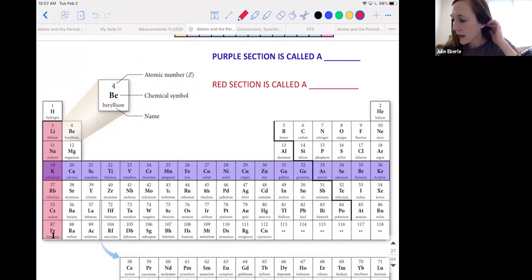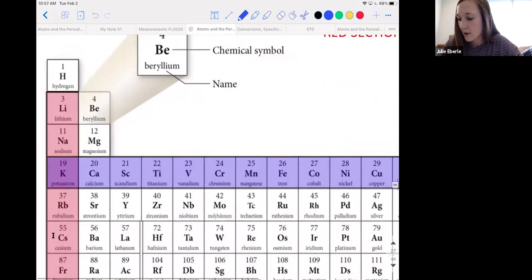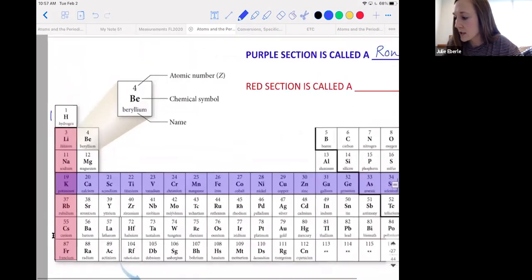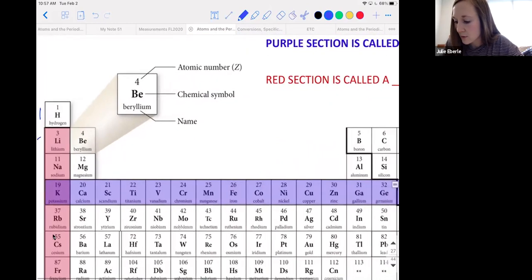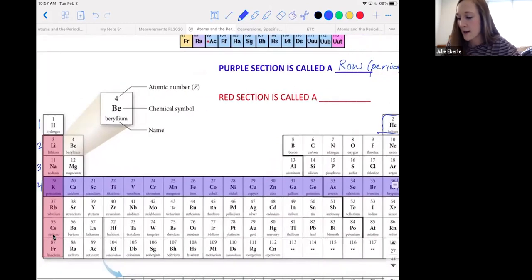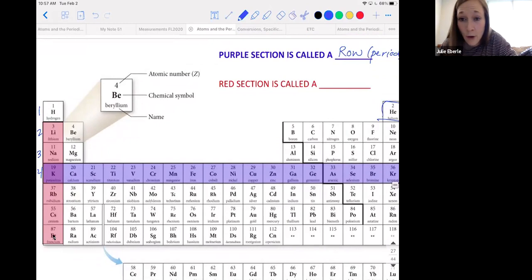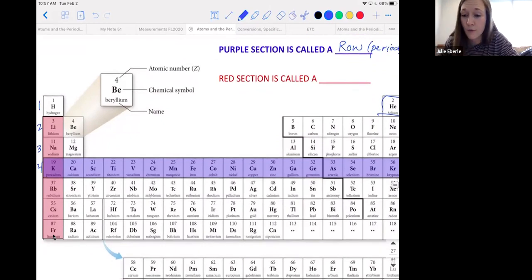The purple section we call a row, or you might hear the word period. If I'm going to count the rows on the periodic table, I come over here to the left-hand side and count them like this. Row 1 has 2 elements: hydrogen, and over here helium is also in row 1. Then you go down to row 2, row 3, row 4, and so on. There are 7 rows total, 7 periods in the periodic table. So if I say row 1 or row 2, I need you to know what I'm talking about. If I tell you the first element in row 1 or the first element in row 4, I want you to be able to identify that element.